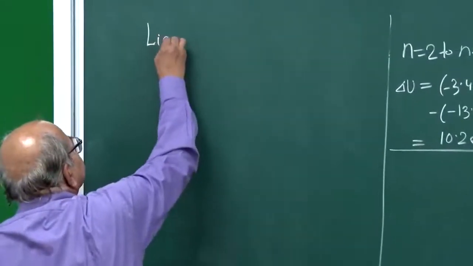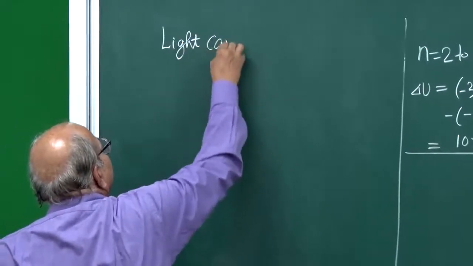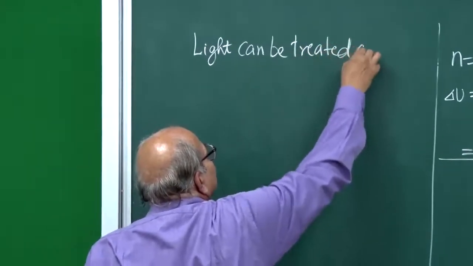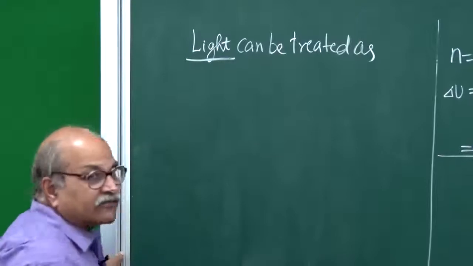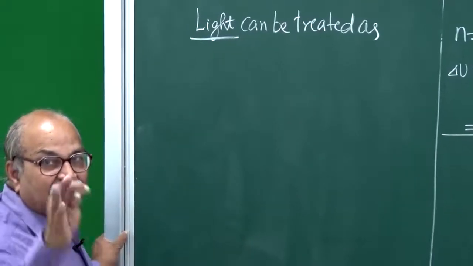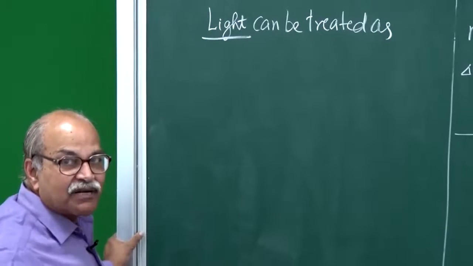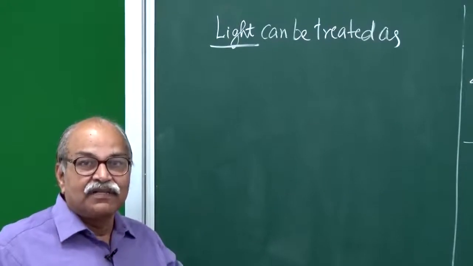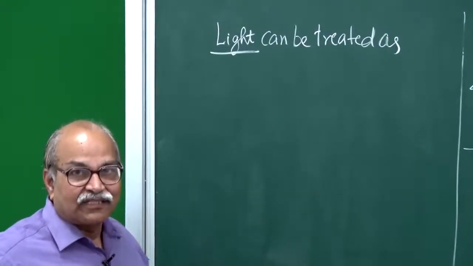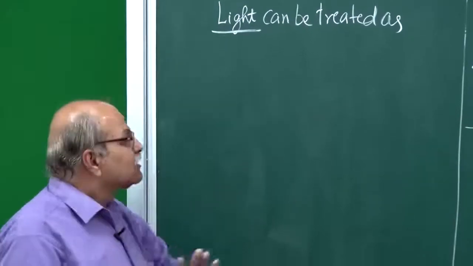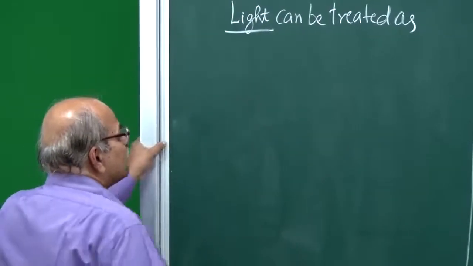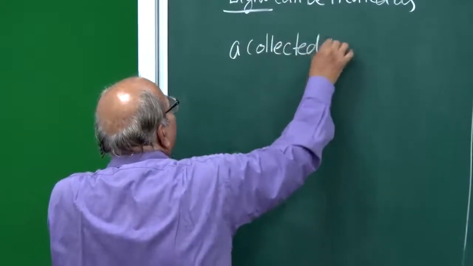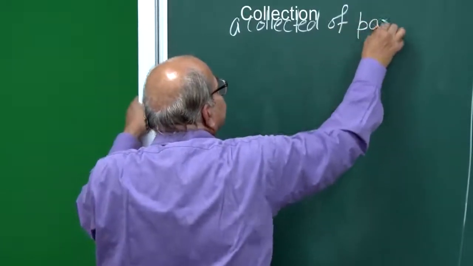So light can be treated as, light means any electromagnetic radiation. If the wavelength lies in that visible range, 400 to 700 nanometer, we generally call it light, and if it lies outside that, we call it radiation. Light is also electromagnetic radiation, in that sense. So light can be treated as a collection of particles.